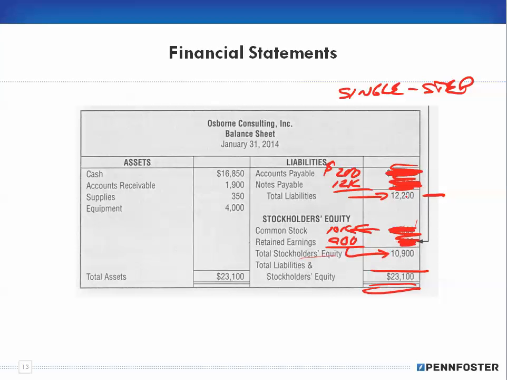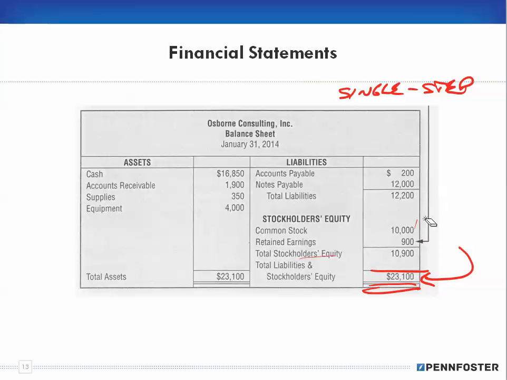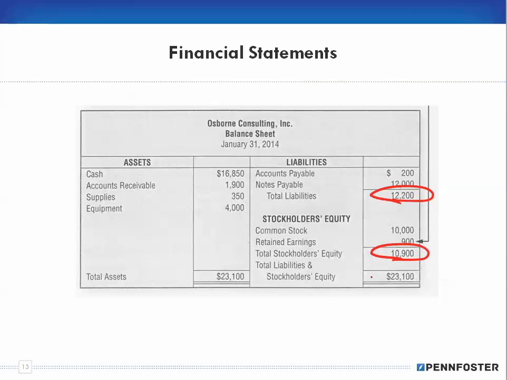And then it's easier for me to see that my liabilities plus my equity equals the 23.1 for my total liabilities and stockholders' equity. It's easier for me to see it in that fashion. Whereas in this fashion here, by making it single step, as I'm looking down through these numbers, I actually have to hunt for this 12,200. I have to mentally hunt for 10,900, knowing that liabilities plus equity is going to be my 23.1. But I have to look for those specific numbers.